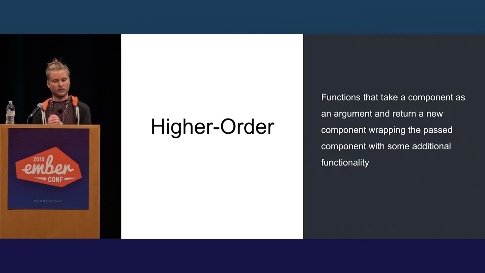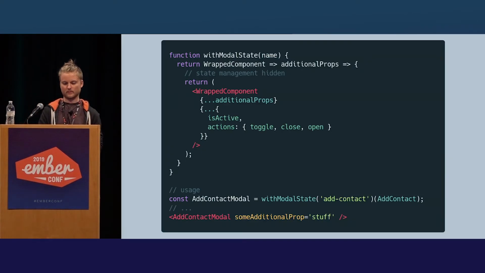A higher order component is a renderless function that takes a component as its only argument. It must return a new component that augments the passed component, giving it additional state or behavior. The higher order component pattern doesn't really exist in Ember, at least in the same way it does in React, as we can't invoke components as functions. But the goal of higher order components can be better achieved through container components in Ember.